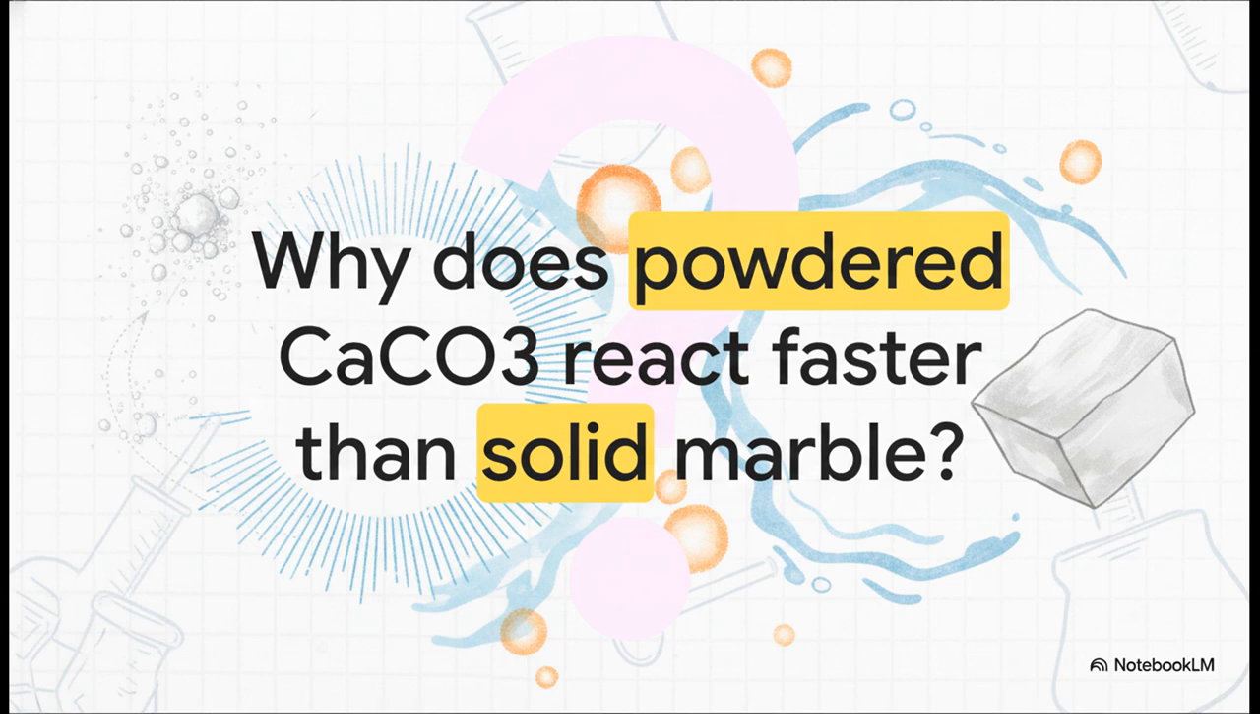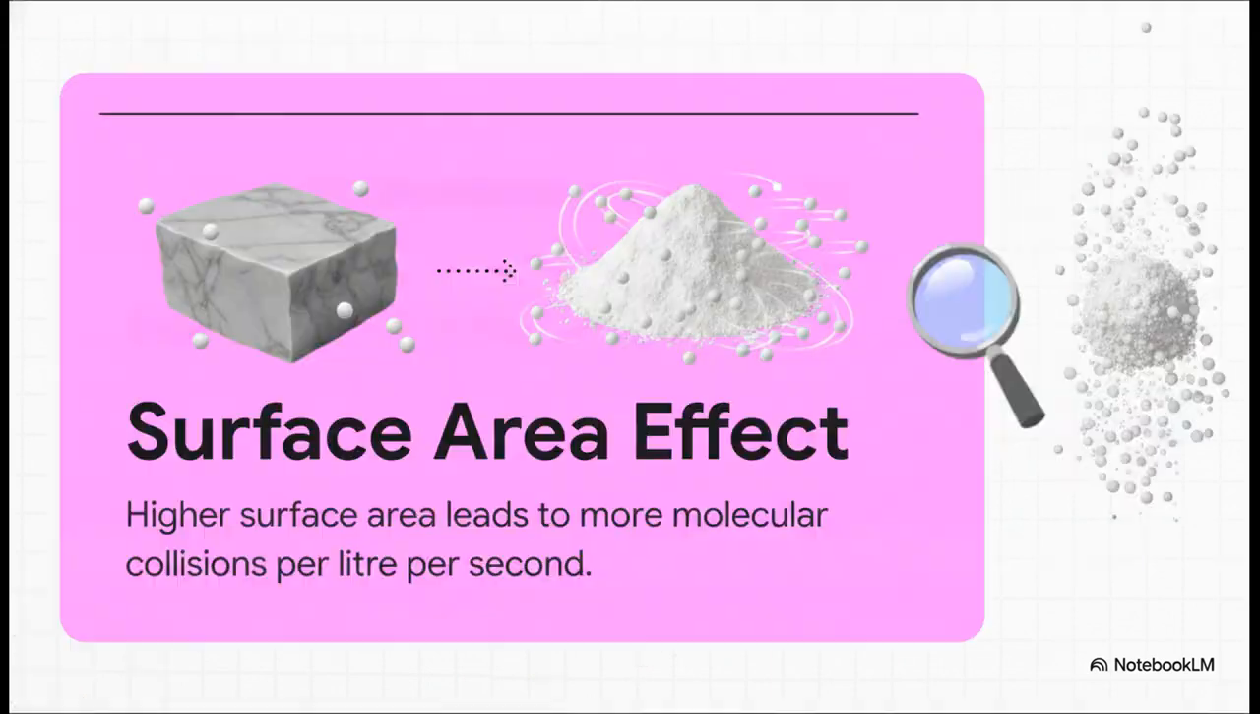The question asks, powdered calcium carbonate reacts much faster with dilute HCl than with the same mass of calcium carbonate as marble. Give reason. So I want you to just pause for a second. Think about it. Which of our 6 factors perfectly applies here? Well, if you guessed factor 4, you hit the nail on the head. The exact answer is all about the surface area effect.